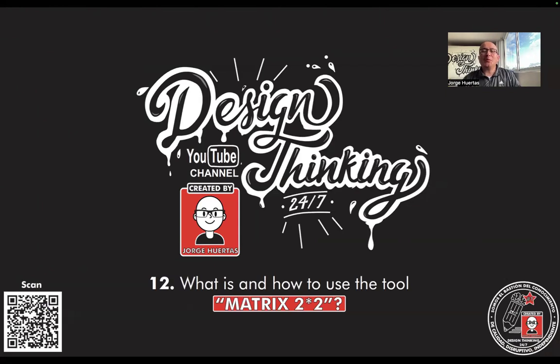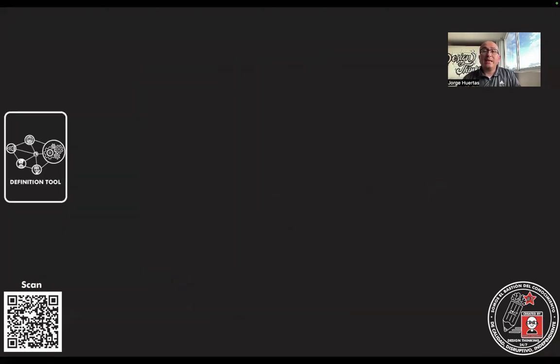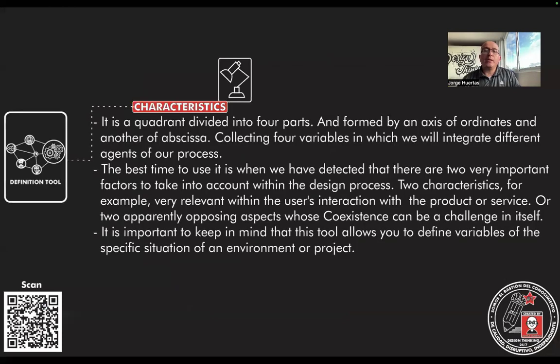Today I'm gonna show you what the Matrix 242 tool is and how to use it. This video is also available in Spanish. Well, this is a definition tool. It has the following characteristics. It's a quadrant divided in 4 parts and formed by an axis of ordinates and another of abscissas, collecting 4 variables in which we will integrate different agents of our process.